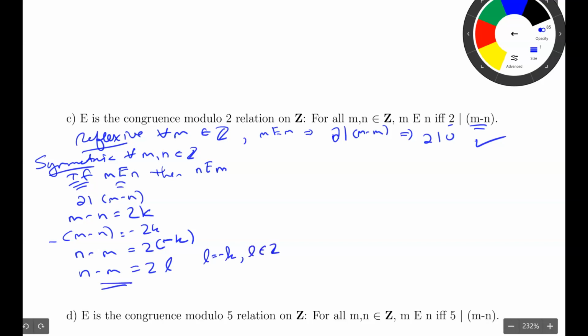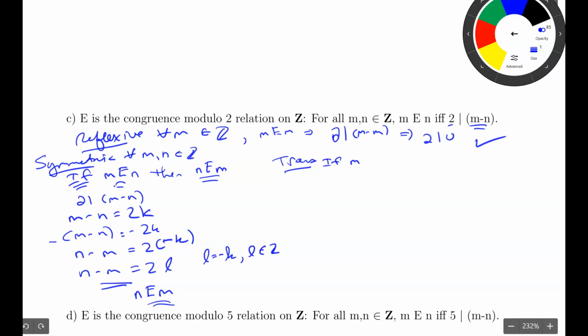What does this tell me? This tells me that n is related to m, right? So that's where I needed to get to. Started with this, did a little bit of manipulation with negative numbers to get to here. Okay, so let's do the same thing with the transitive.